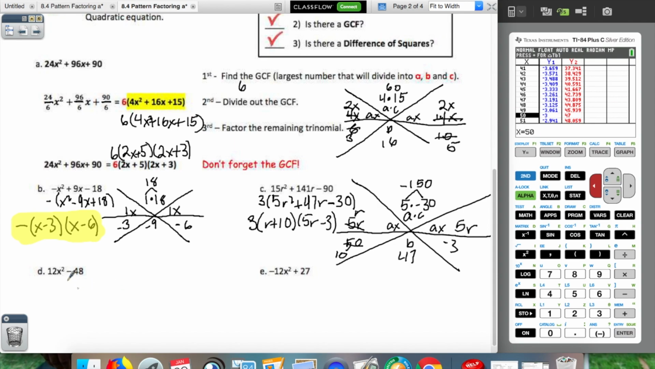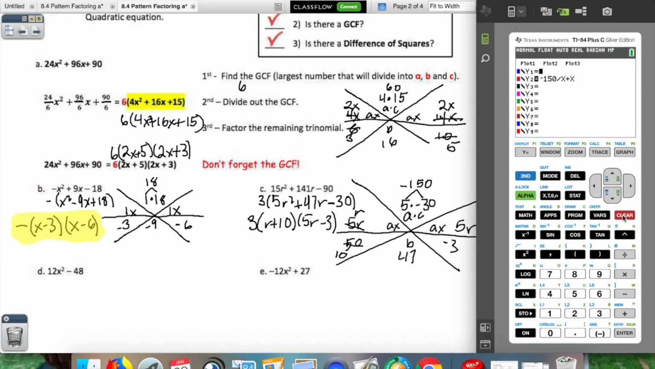Let's check them out. So first of all, we want to know what is our GCF. Well, let me say the problem first. We have D is 12x squared minus 48. First of all, we want to know what's the GCF between 12 and 48. So go to your y equals, clear it out because that's not what you have there. And let's do 12 divided by x and 48 divided by x. And now let's go look at that table.